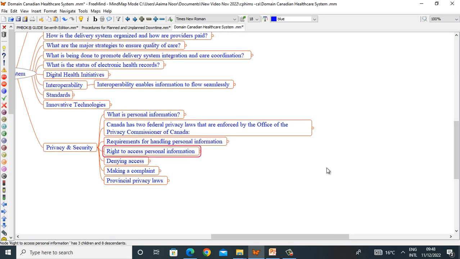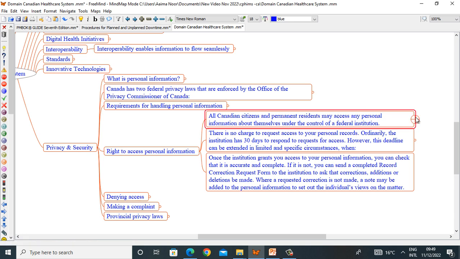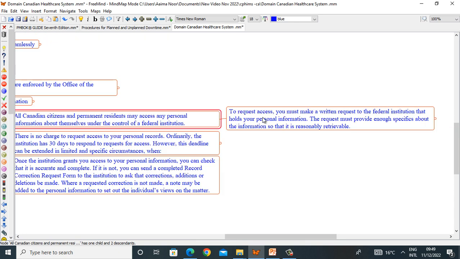Now we'll explore the right to access personal information. All Canadian citizens and permanent residents may access any personal information about themselves under the control of a federal institution. To request access, you must make a written request to the federal institution that holds your personal information. The request must provide enough specifics about the information so that it is reasonably retrievable.